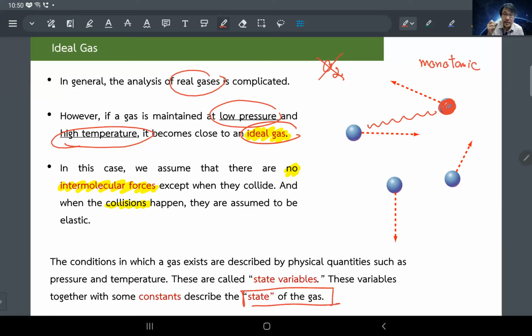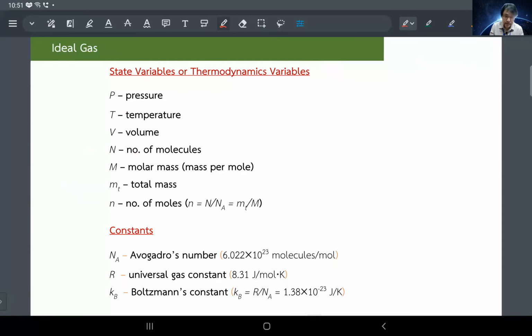We can specify the state of the gas using the state variables along with some constants. Of course, constants have to be with us because we somehow came up with the SI system. Somebody uses centimeters, somebody uses liters, so there must be some constant to do the conversion and make things coincide. With these state variables, there are many variables that can be used to describe this gas, and you're probably familiar with all of these already.